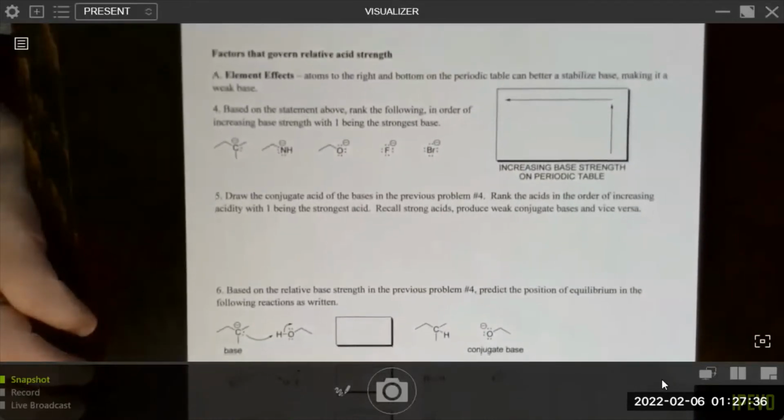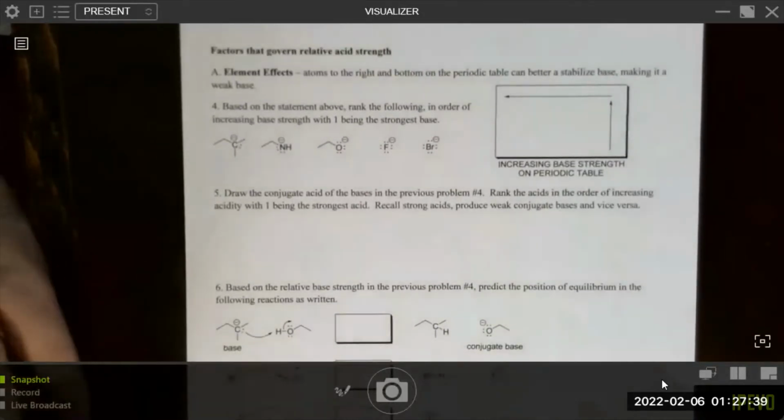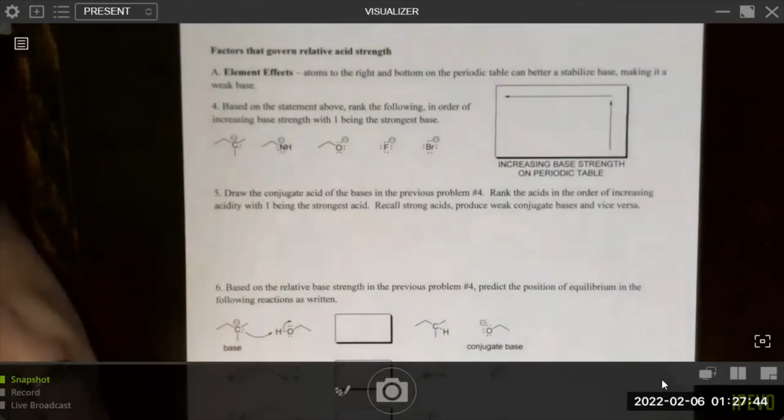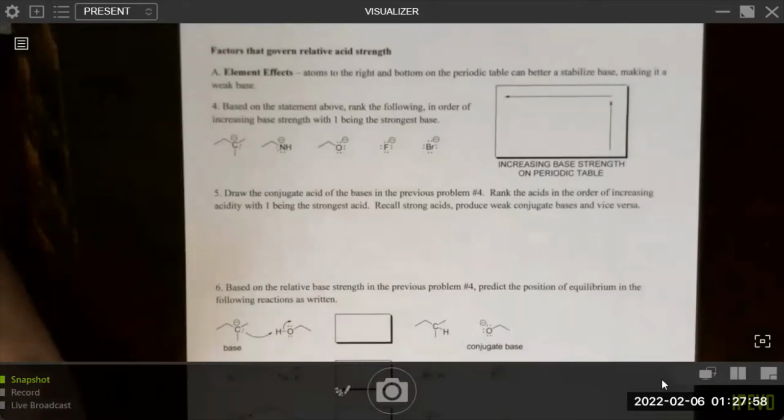Okay, let's look at the factors that govern relative acid strength. So if you've watched the lecture video, you know that they talked about an acronym called ARIO, A-R-I-O. And A in ARIO stands for the atom. And so that's what we're going to be talking about first. We're going to be talking about an atom's ability to stabilize an extra lone pair, so an extra electron, and the resulting negative charge.